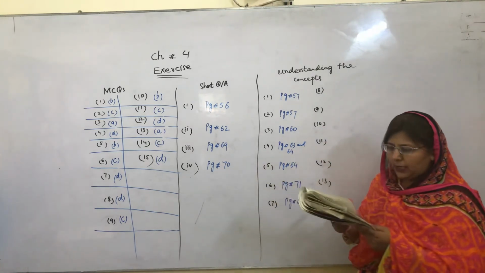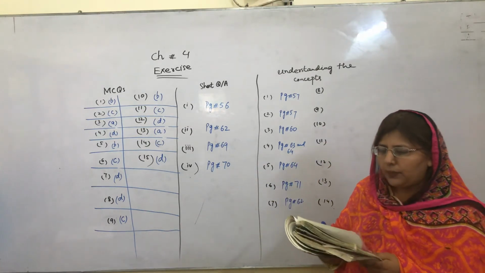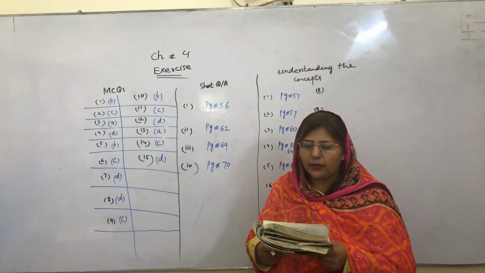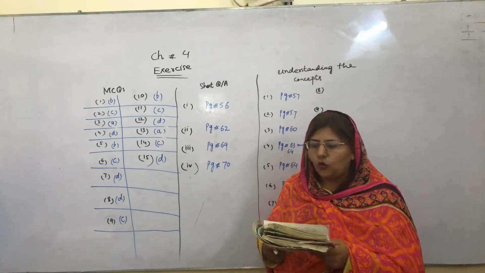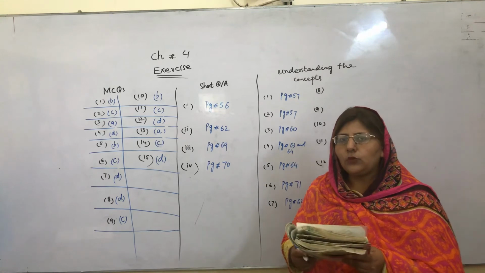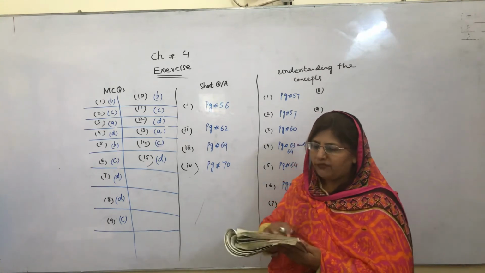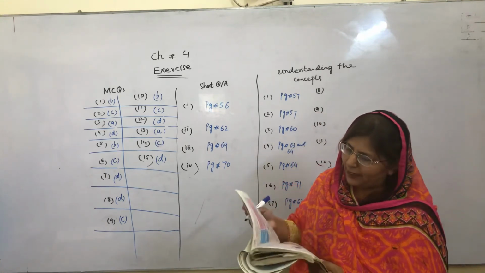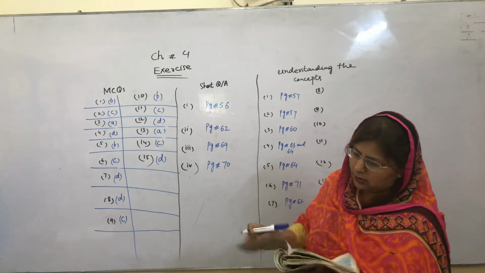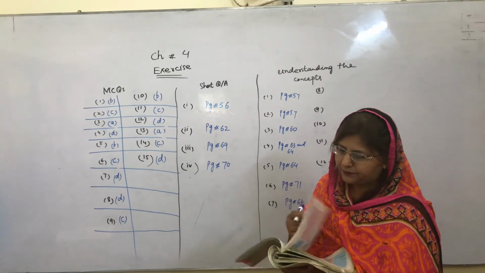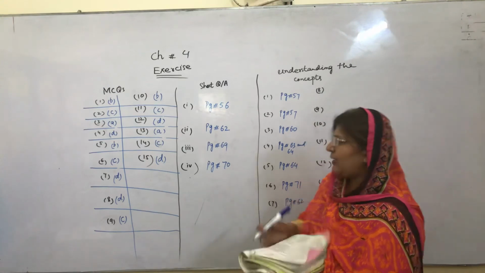Then question number 8, explain the phenomena involved in the passage of matter across cell membrane. So this is the passage of molecules in and out of the cell. You can find its answer on page number 69.